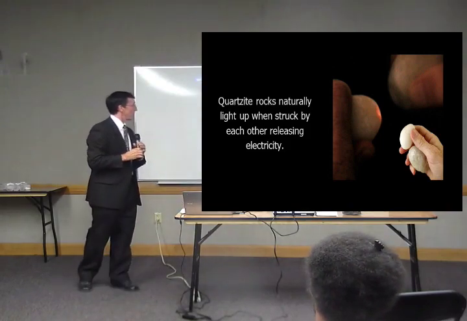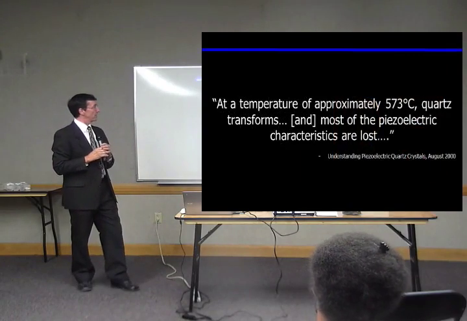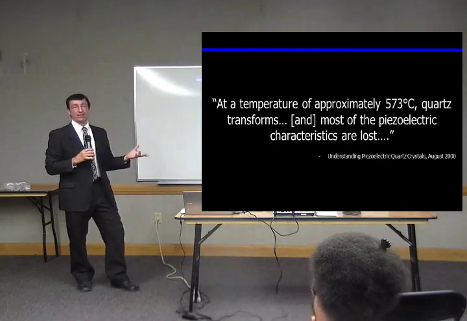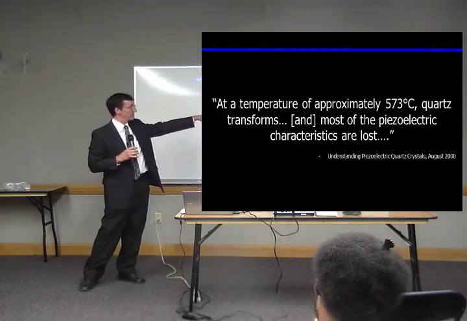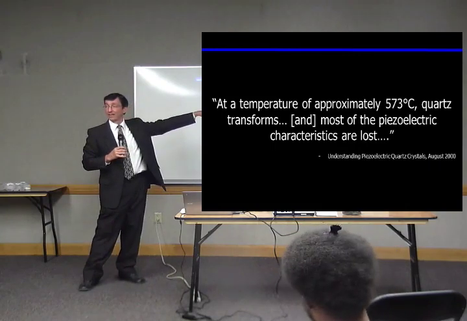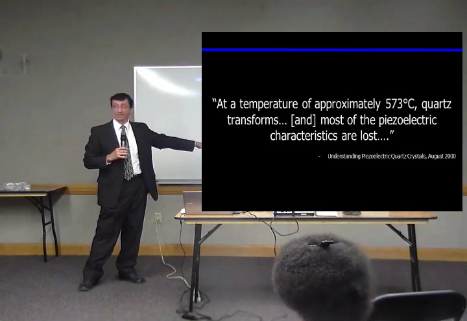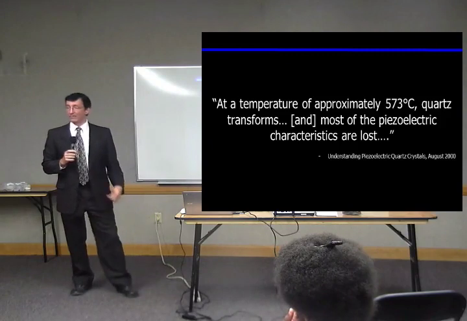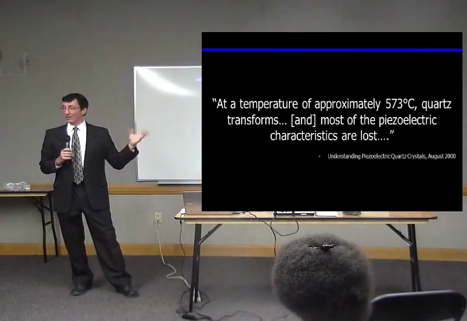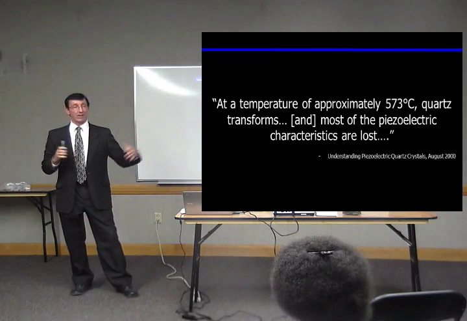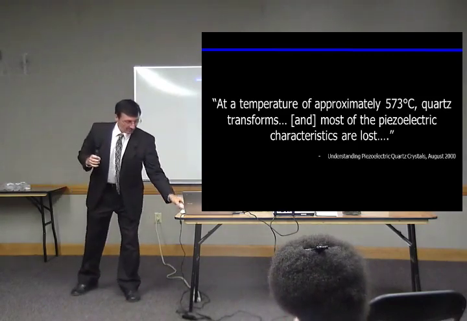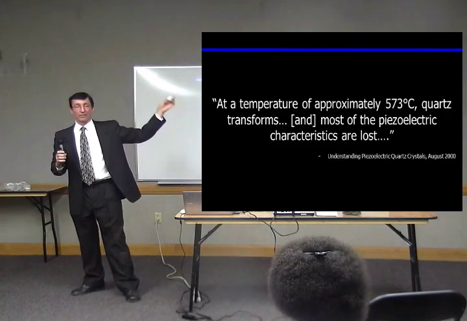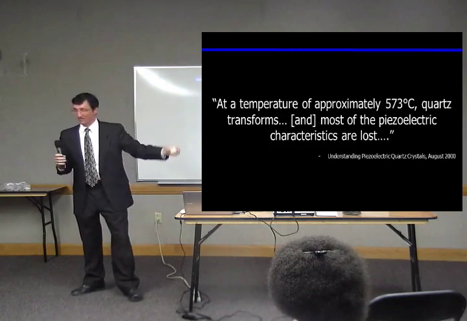At temperatures of approximately 573 degrees centigrade, quartz transforms, and most of the piezoelectric character is lost. So if it was heated above 573 degrees centigrade, then it loses that property, and it never goes back once it cools. So there's a boundary. Quartz rocks that we find all over the surface of the earth, like river rocks, haven't been melted above that point, so they were never a molten bit of magma. Okay.